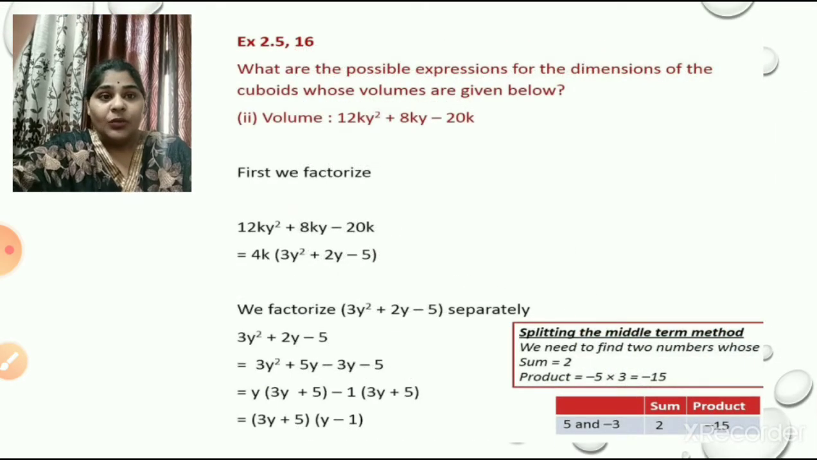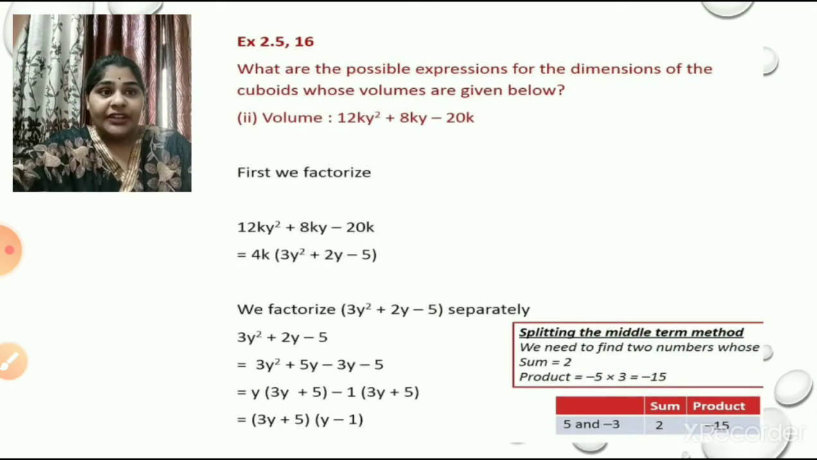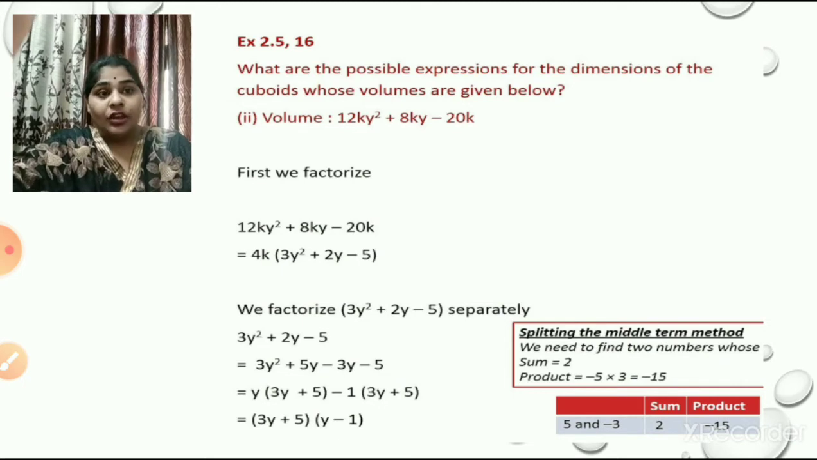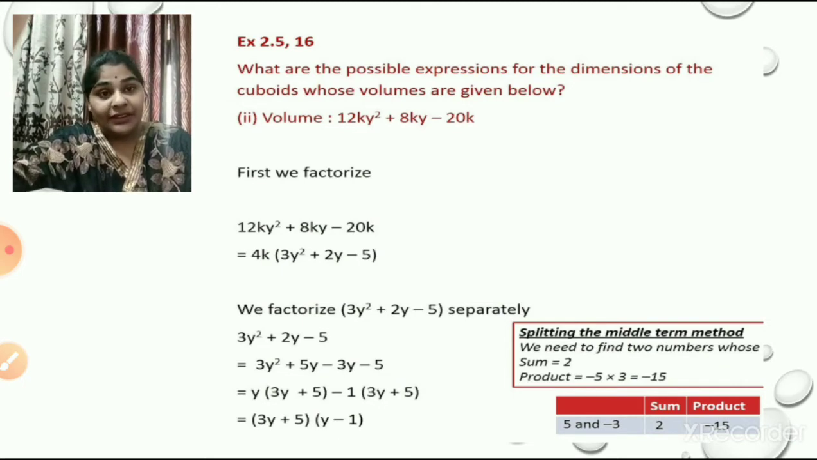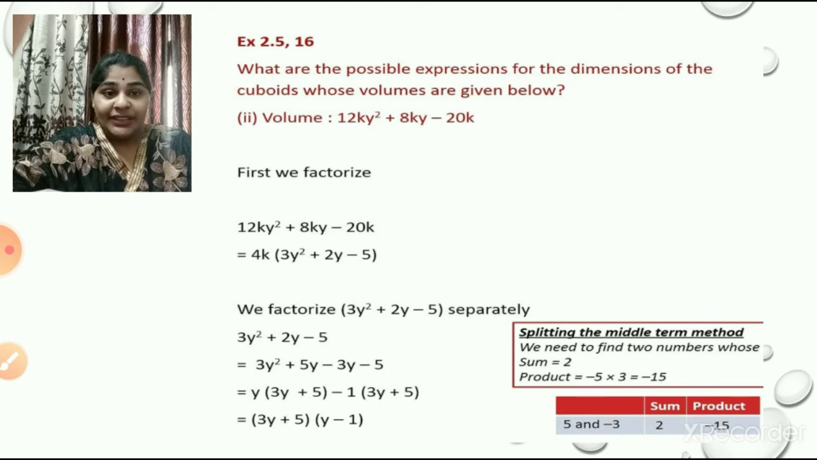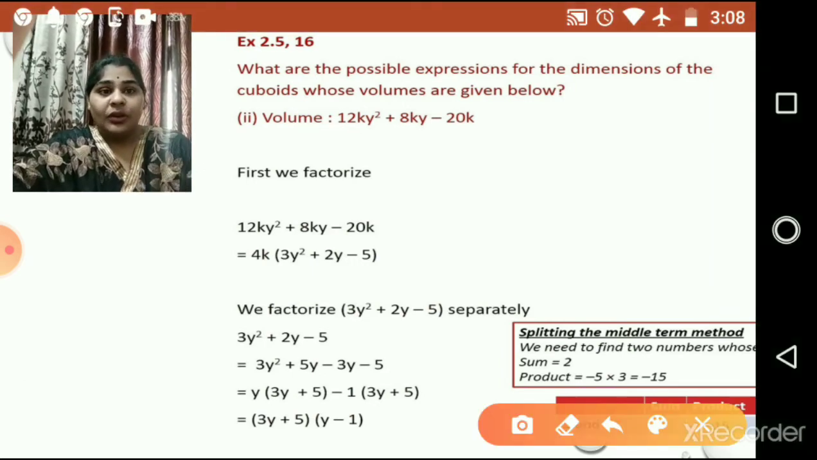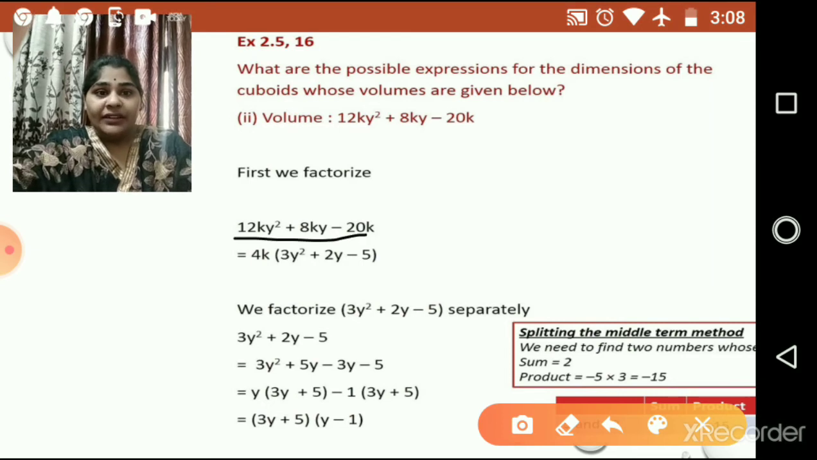So let us proceed. What are the possible expressions for the dimensions of cuboids? Now if you see a cuboid, we should get three factors, that is length, breadth and height, right? So let us see how we have solved here. It is 12ky square plus 8ky minus 20k.